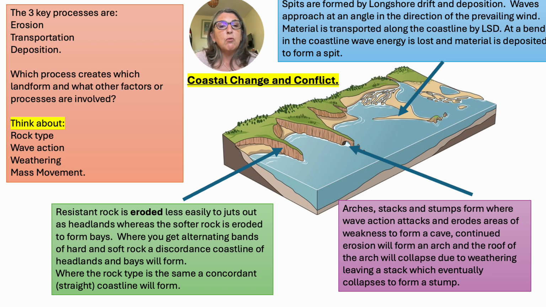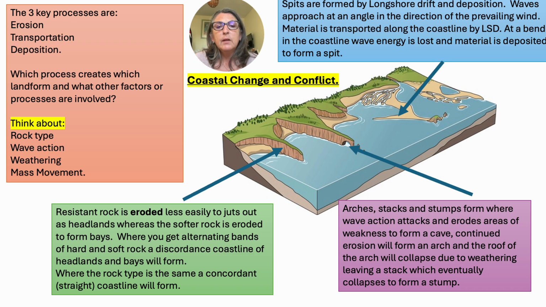More resistant rock will be eroded more slowly, okay? It'll be harder to erode and they will jut out as headlands, whereas the softer rock is eroded more quickly to form bays. Where you get your alternating bands of hard and soft rock, a discordant coastline will form of headlands and bays. Where the rock type is always the same, then you will get a concordant or a straight coastline.